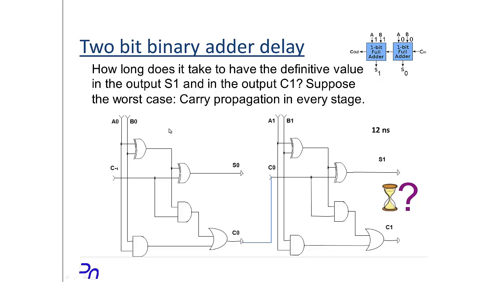Have you done it? Okay, remember that we get the carry 0 at 9 nanoseconds, and we have to wait 9 nanoseconds plus 3 nanoseconds more to get the S1 at 12 nanoseconds. And we have to wait 15 nanoseconds to obtain the carry 1. Okay, congratulations.